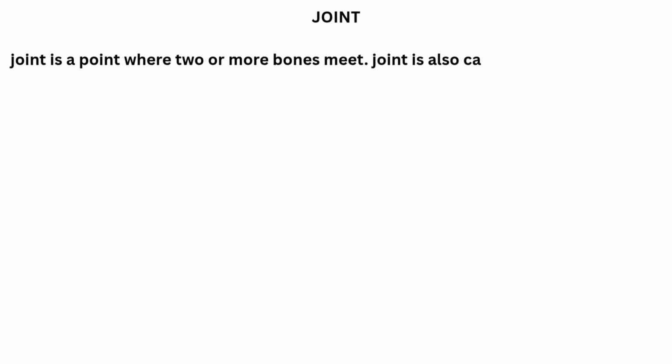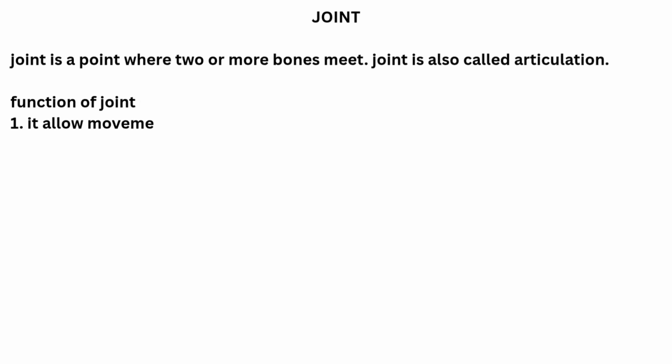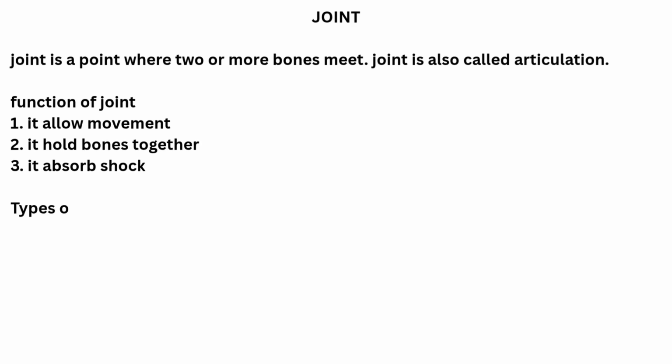A joint is a point where 2 or more bones meet. A joint is also called an articulation. Function of joints. 1. It allows movement. 2. It holds bones together. 3. It absorbs shock.